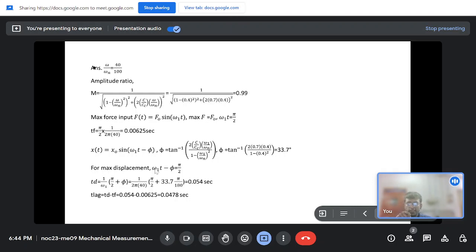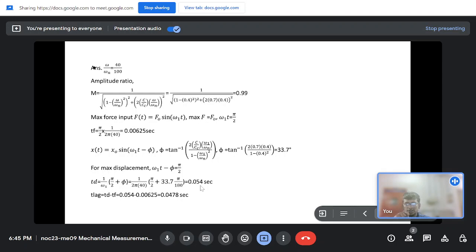In this case we know omega 1, and pi by 2 is also known. So there are two unknowns, which are the time and the phase lag. The phase lag can be found using the expression for the second order system. Phi is tan inverse of 2 times damping ratio times frequency ratio divided by 1 minus frequency ratio squared. We know the damping ratio and the frequency ratio, so we substitute the values 0.7 and 0.4 respectively. In that case we get a phase lag of 33.7 degrees. We have to convert it into radians, so we multiply by pi by 180.